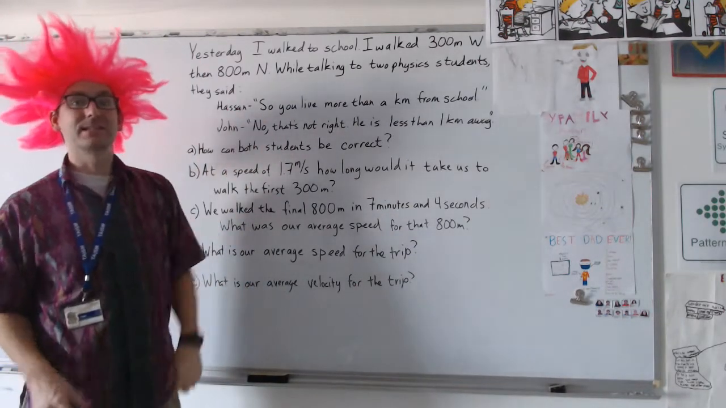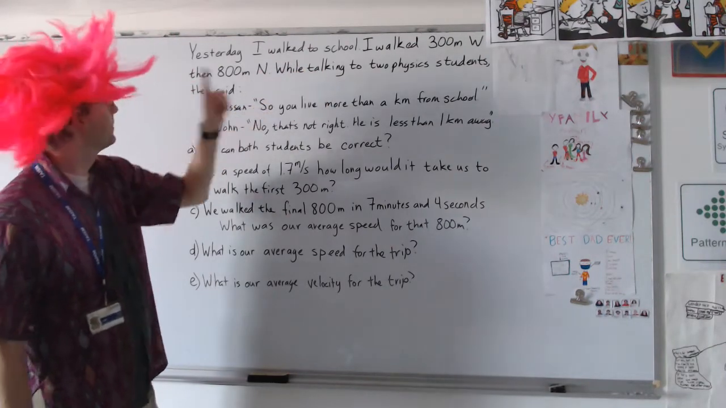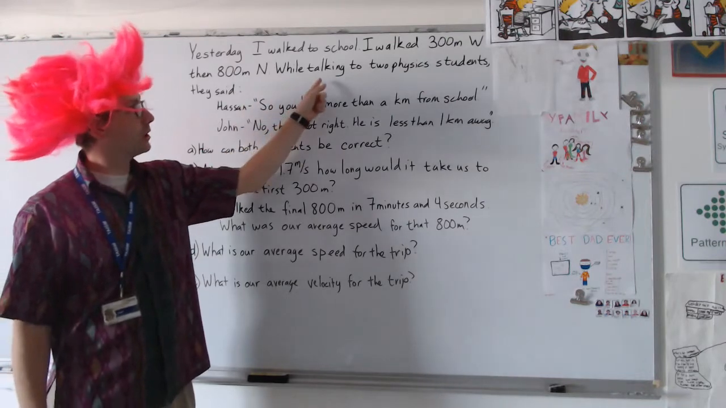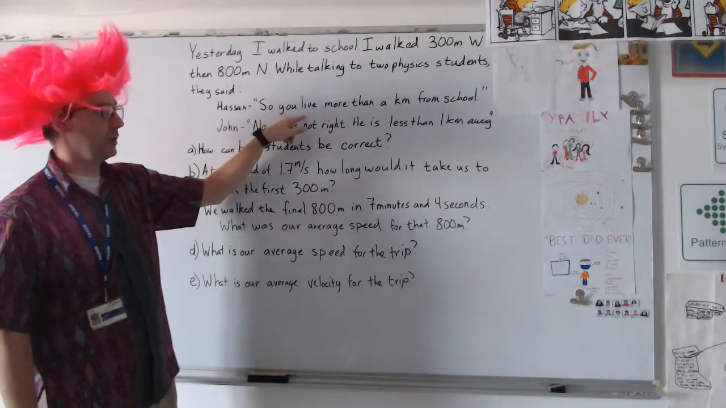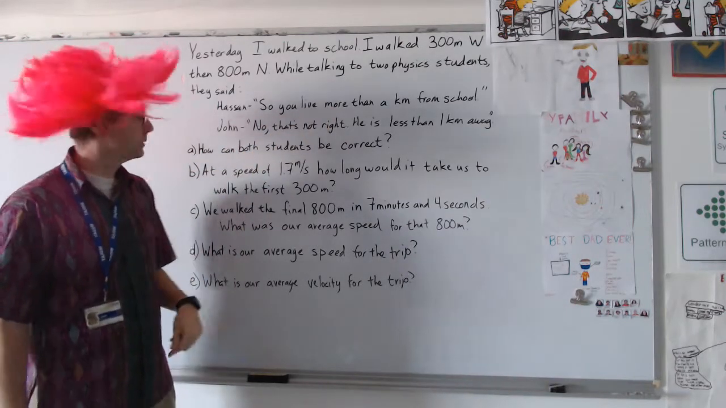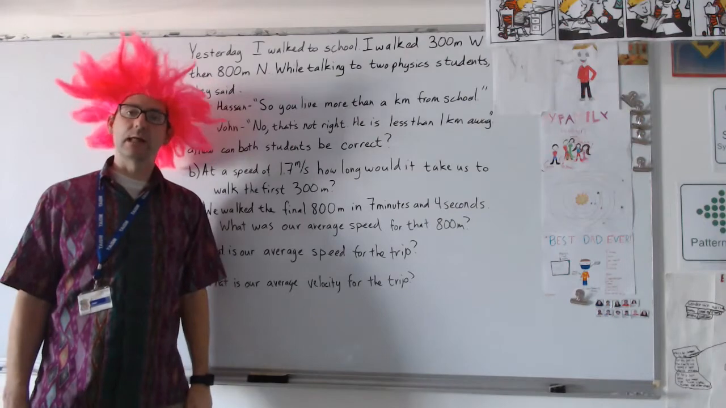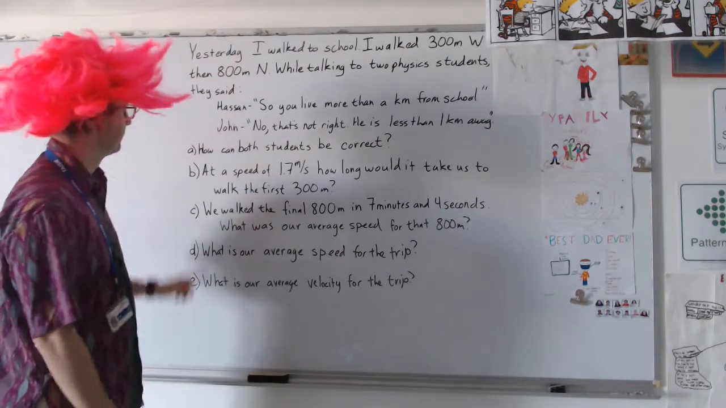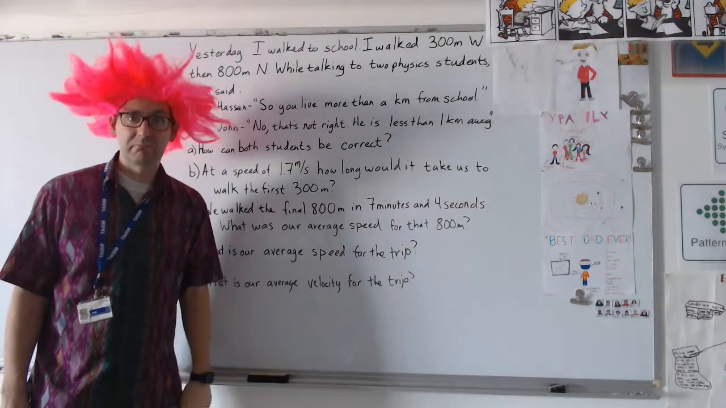Yesterday, I walked to school. I walked 300 meters west, then 800 meters north. While talking to two physics students, Hassan said, so you live more than a kilometer from school. John said, no, that's not right. He's less than 1 kilometer away. There we go. Letter A. How can both students be correct?